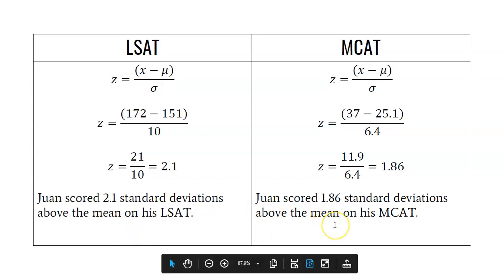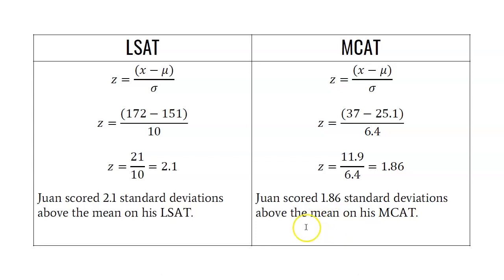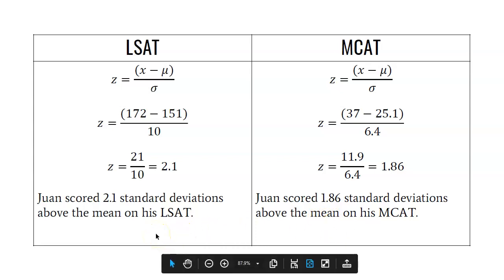And on the MCAT, he scored 1.86 standard deviations above the mean. So in this case, he did better on the LSAT than he did on the MCAT. On both tests, he did better than the mean person who took the test. But in this case, he did better on the LSAT because he was 2.1 standard deviations above the mean. Here, he was 1.86 standard deviations above the mean.